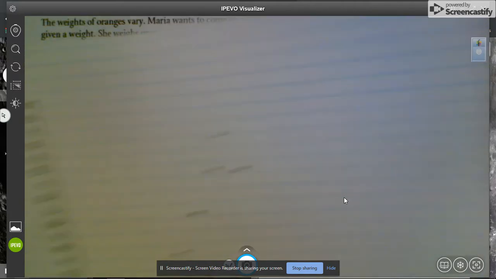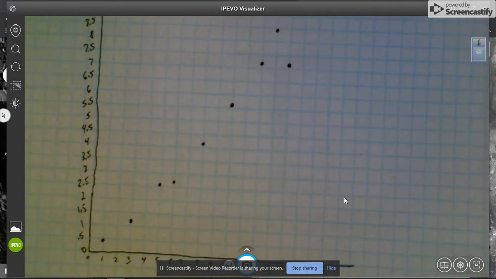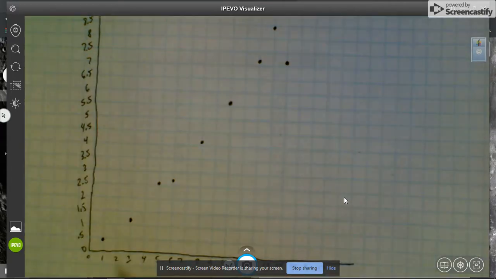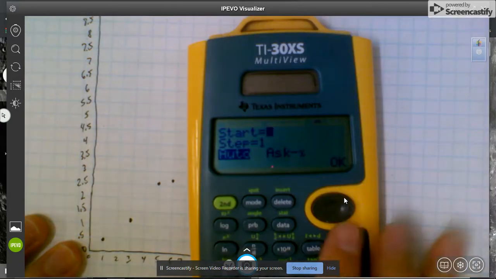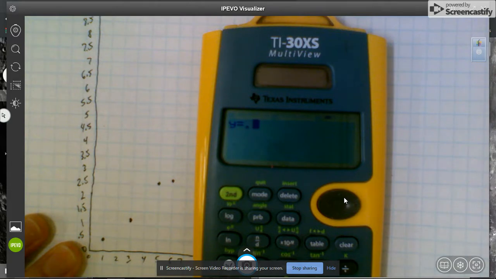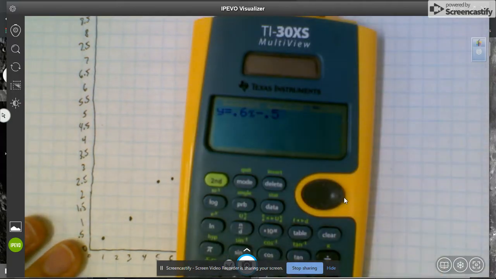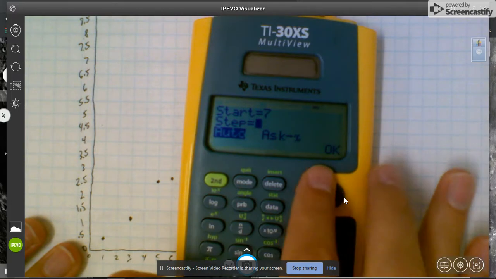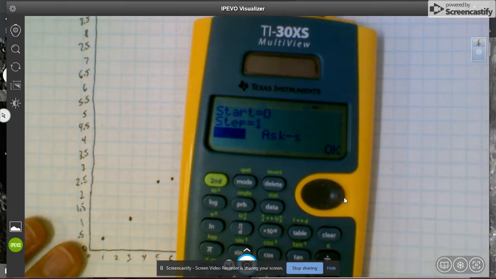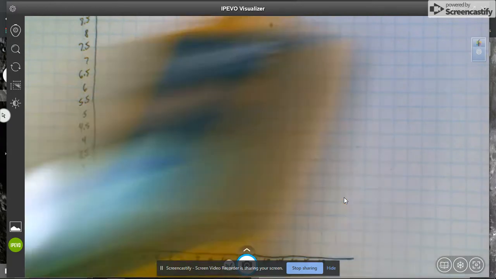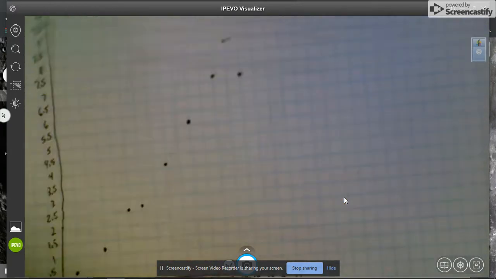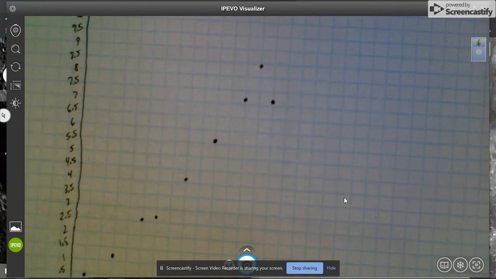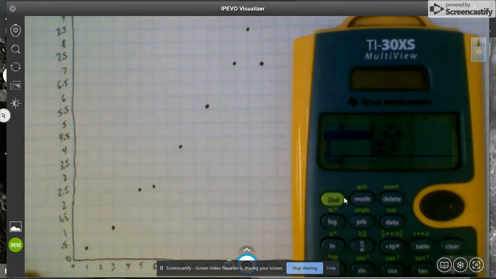So again, we've already plotted these points. As you can see, I went up by 0.5 on the y, and I counted by ones on the x's. So we're going to do the equation that they suggested, which was 0.6x minus 0.5. Ooh, I missed my x. Okay, and what we want to do is see if that is indeed a good fit for this data. We should start at 0. I'm not going to plot every point. I'm just going to plot a few of them. So again, just double checking here. 0.6x minus 0.5.